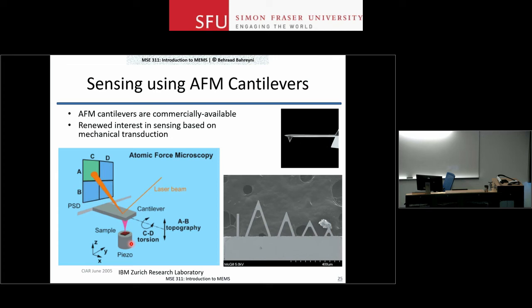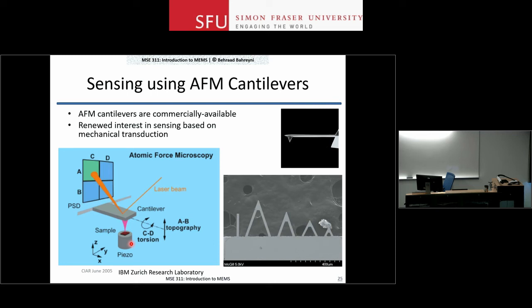If you have topography of something that applies a force to the probe, the probe will go up and down in response to the topography of that force. And all you need to do is to have a way of measuring the deflections of this probe in order to say something about what was going on the surface.